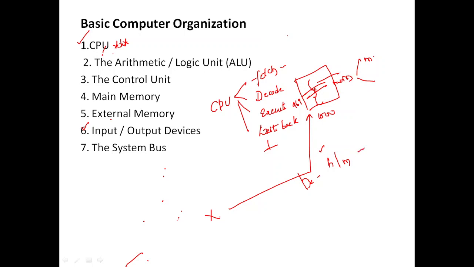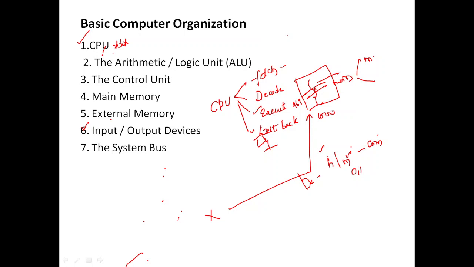So the computer can understand only machine level language, that is the zeros and ones binary language. So decoding, in the sense, is converting this high level language into machine level language, which is understandable by the computer. And after converting, we are going to execute it. After executing, we are going to display it on the monitor. So these are the things that are going to be done by the CPU. So that is the CPU.